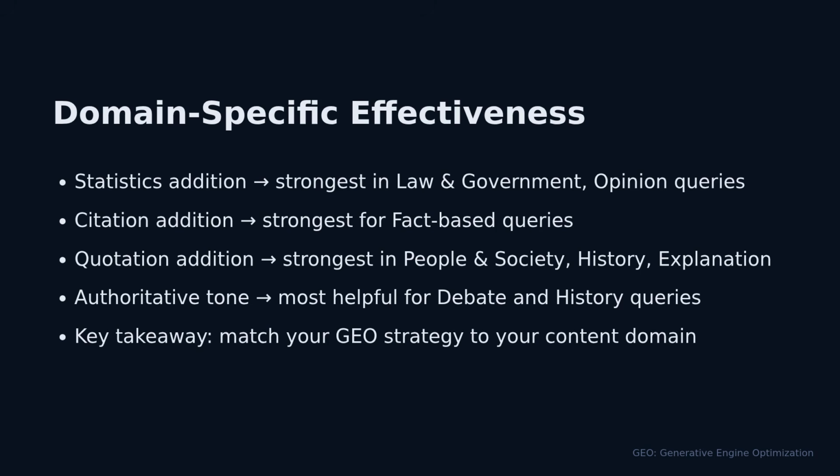The gains are not uniform across all types of content. Domain matters a great deal. Adding statistics is especially effective for law and government topics and opinion-style questions, where data-driven evidence carries particular weight. Citation addition shines for factual queries, lending credibility to claims. Quotation addition works best for people and society, explanation and history domains, where direct voices add authenticity. Website owners should pick strategies that match their content's domain.